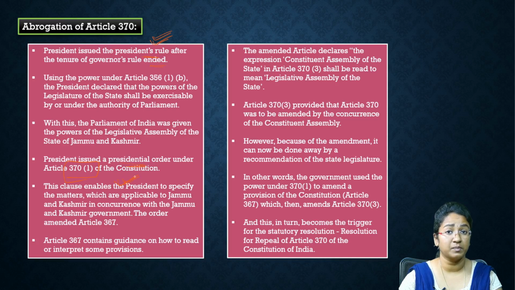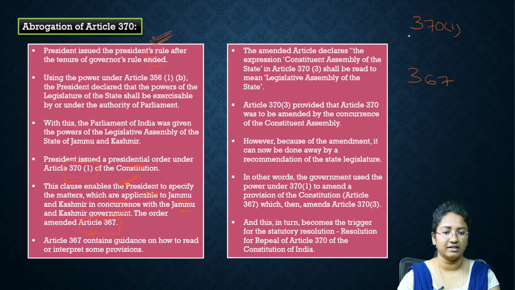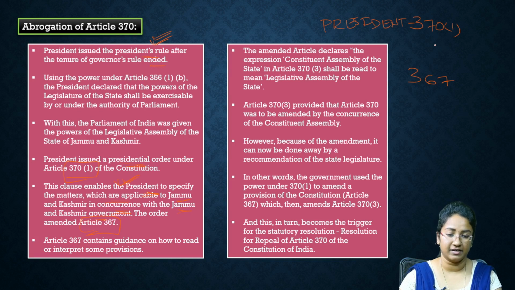So what will this particular clause do? It will enable the President to specify the matters which are applicable to Jammu and Kashmir in concurrence with the Jammu and Kashmir government. And this has amended our Article 367. So under Article 371, right, the President has issued a presidential order. So our President of India has issued an order under Article 371. So what it has done is, this has amended Article 367.